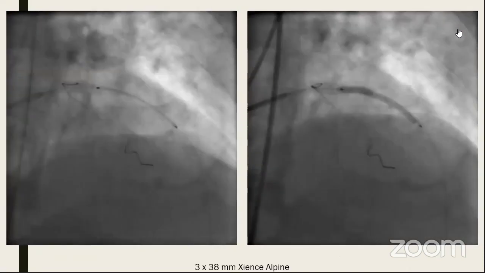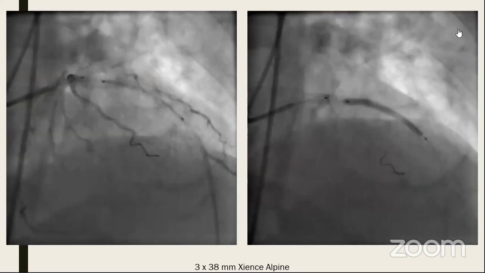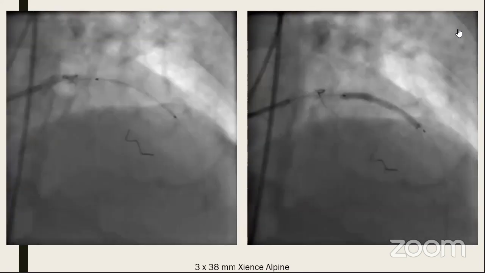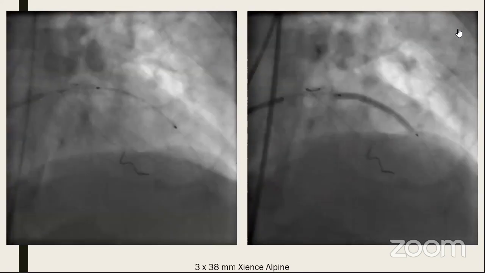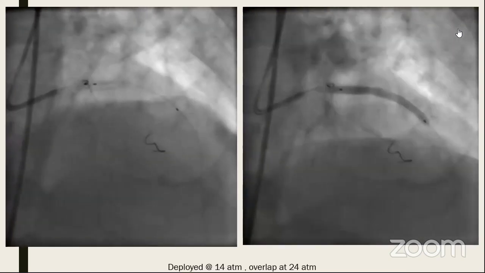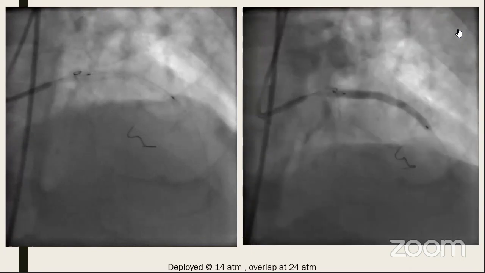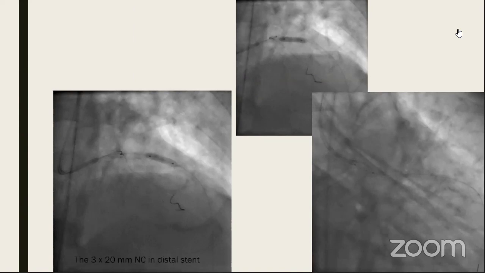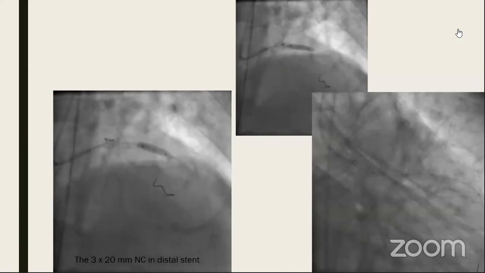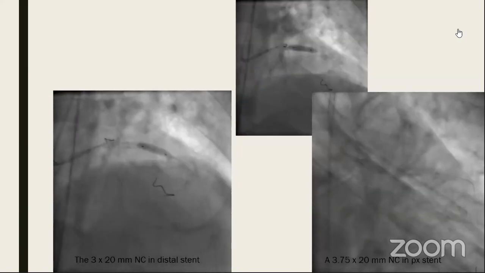Then it was overlapped distally by another 3.38 Onyx drug-eluting stent covering the way towards the landing zone in the mid LAD that we had decided by IVUS. It was deployed at 14 atmospheres, and then the overlap was post-dilated at 24 atmospheres. Then, by non-compliant balloons, we optimized by a 3.20 non-compliant balloon in the distal part of the stent, and by a 3.75 in the proximal part of the LAD stent.